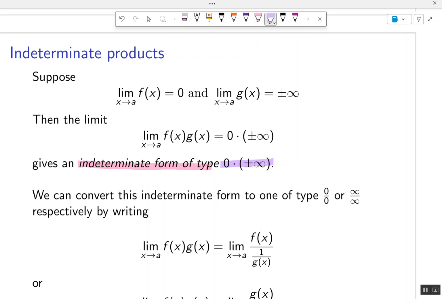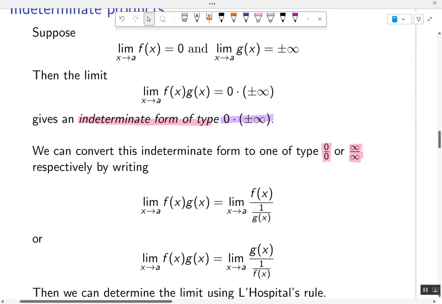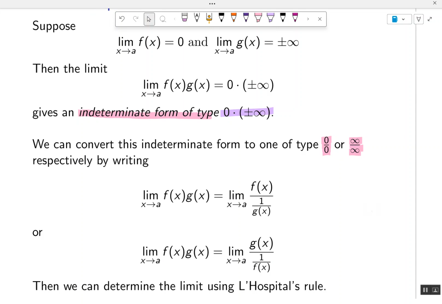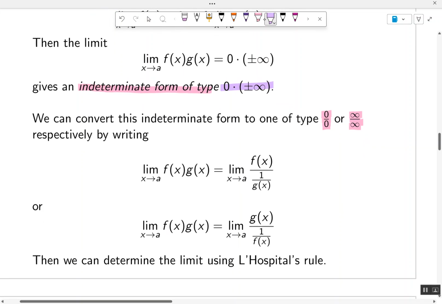So we can convert this indeterminate form to one of the more familiar types by writing this guy as the limit as x approaches a of f of x divided by this fraction. We're forcing this guy on the bottom. Or we can force this guy on the bottom like this. Then we can determine the limit using L'Hopital's rule.